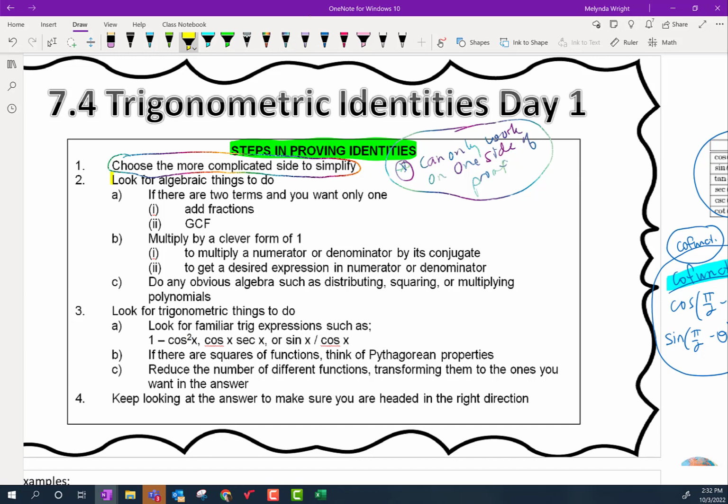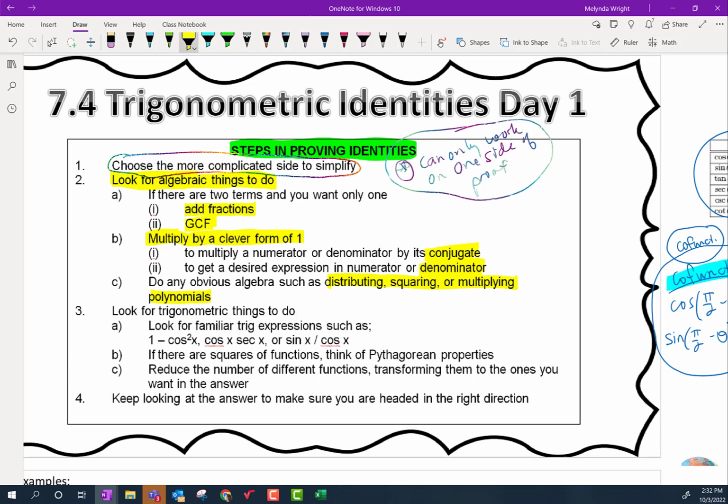We can look for some algebra things to do. We could try fractions, greatest common factor. We could multiply by a clever form of 1, like the conjugate. We could add, get a common denominator, add stuff together. We could do obvious algebra stuff like distributing, squaring, multiplying. There's lots of algebra stuff that we can look forward to doing.